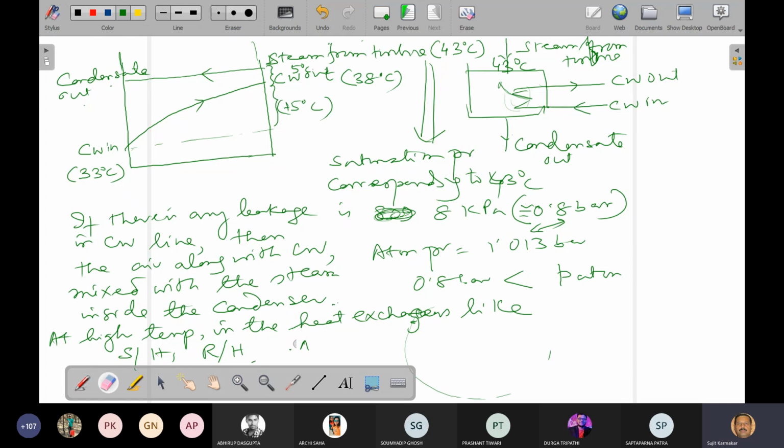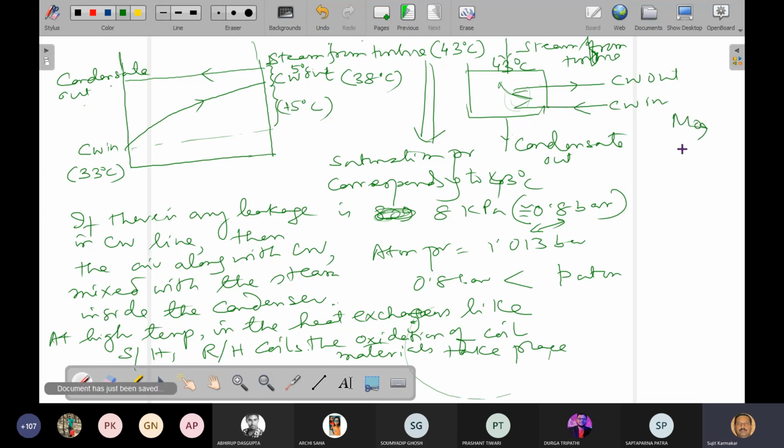You can write this one: in the reheater coils, oxidation of coil materials takes place. This coil has some material, maybe molybdenum, maybe vanadium, maybe chromium. So this will react with oxygen, and what is it forming? Like iron, if it reacts, it forms ferric oxide or ferrous oxide. It is like rust being produced. Similarly the oxidation will take place.